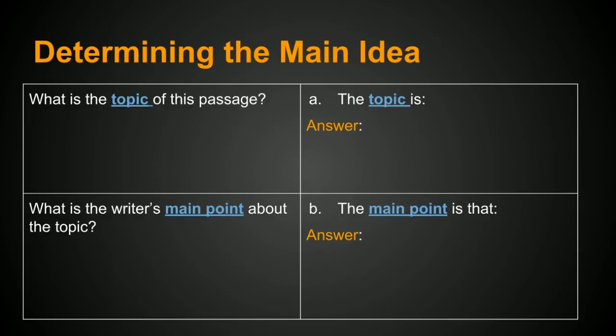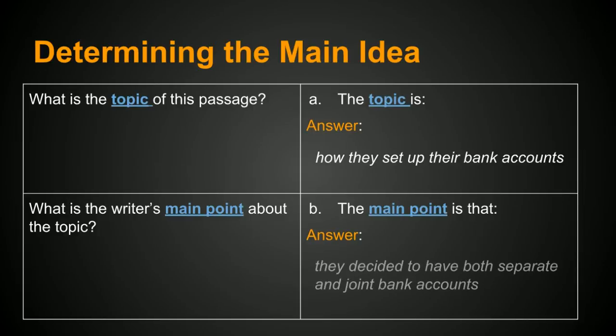Okay, so if we take a look at that paragraph, thinking about what that topic was, if you can think in your mind, what do you think the topic of that paragraph was? Answer: how they set up their bank accounts. So generally, it was just about their bank accounts in that paragraph. So now we have to think about what is the writer's main point about that topic. And our answer to that would be they decided to have both separate and joint bank accounts. Good idea.